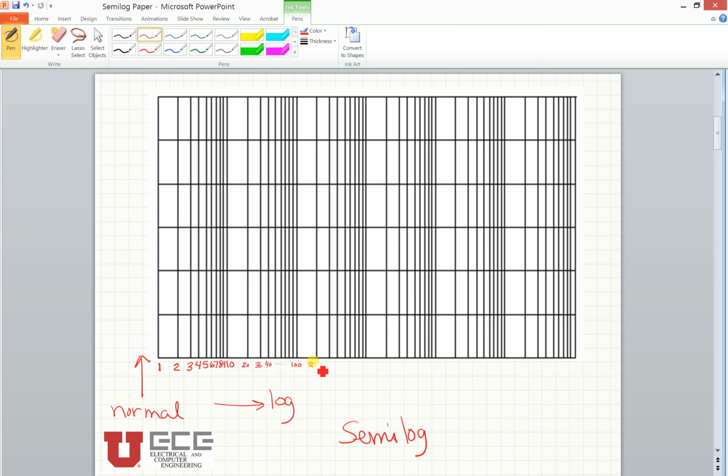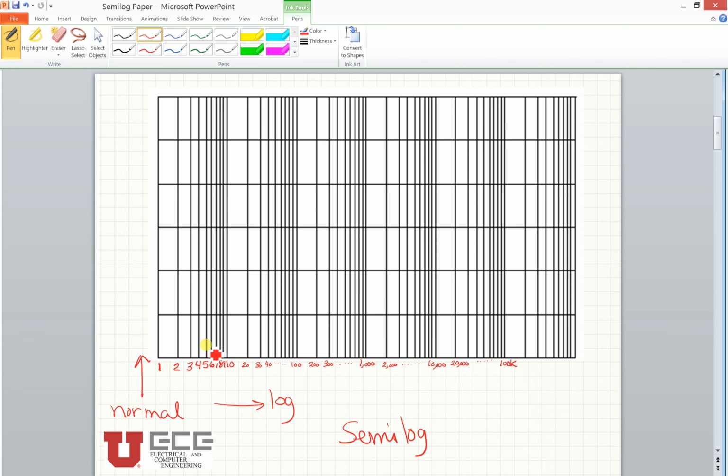Then this one would be 200, 300, and it has this characteristic, so this one will be 1,000. Then the next biggest line will be 2,000, and so on till I get to 10,000. This one would be 20,000, and so forth. And then this is 100,000. So this is what the semilog graph units will look like.